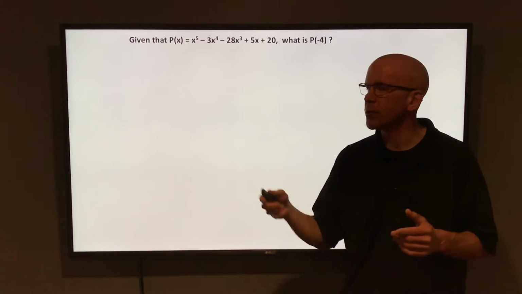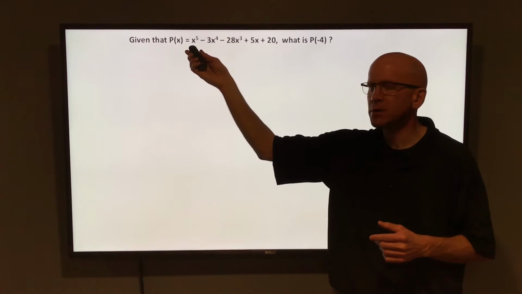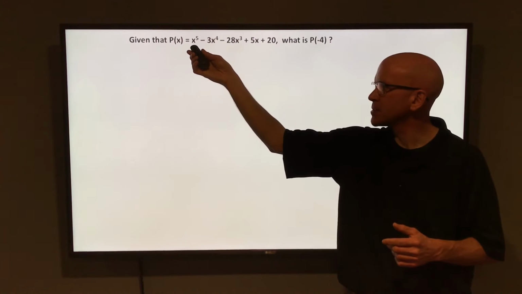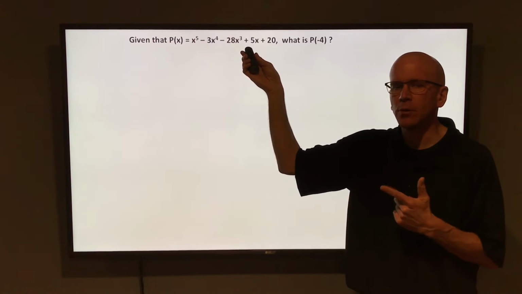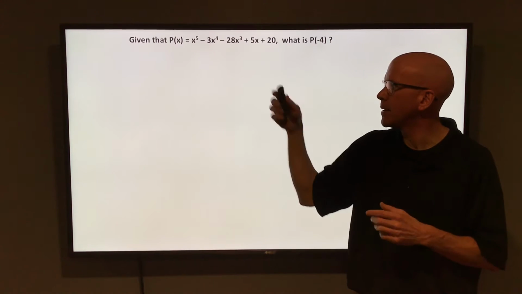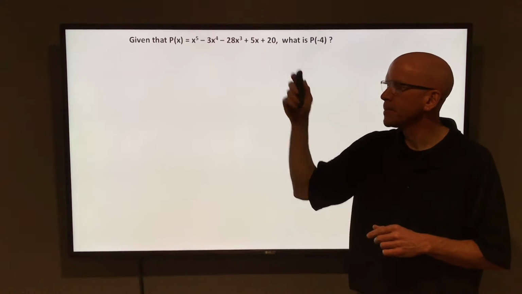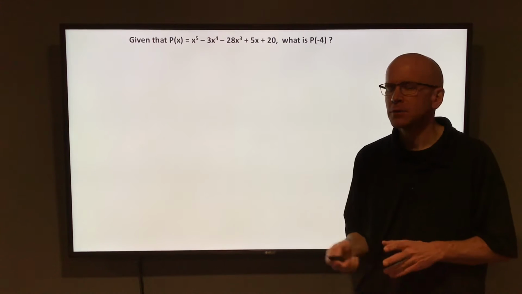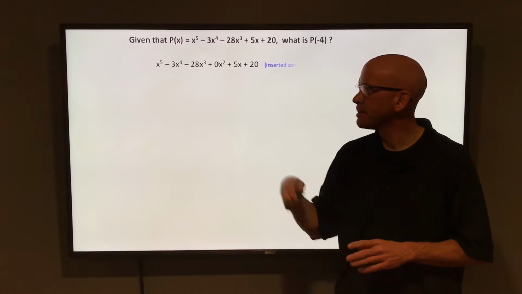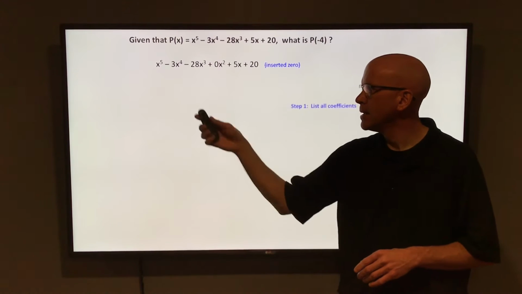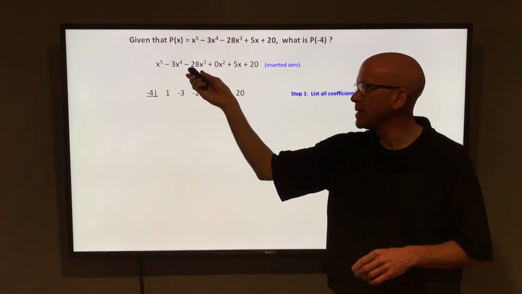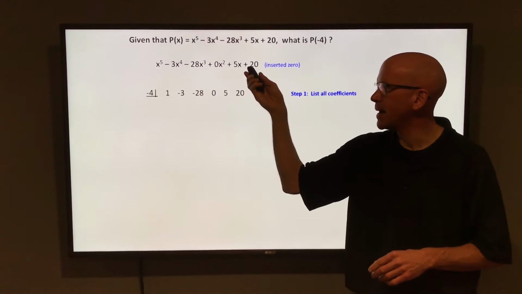First step is to look for any skipped or missing terms. So just count down the exponents. You have exponents of 5, 4, 3. We're missing an exponent of 2, so you'll have to fill in there with a 0x squared. Then you have an exponent of 1 and the constant term. And then just like synthetic division, we're going to list the coefficients. You have coefficients of 1, negative 3, negative 28, 0, 5, and 20.